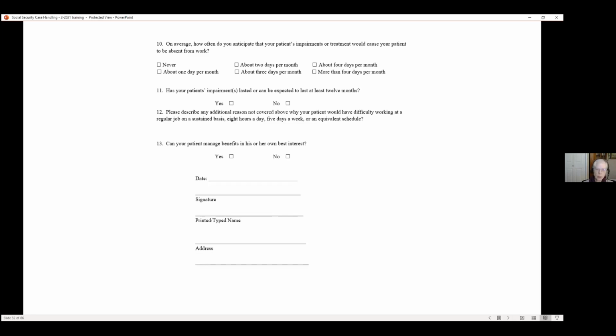Here's the absence questions again. This is a duration requirement. Impairments must last or be expected to last at least 12 months. That's the duration requirement, and in order to get disability benefits, you have to prove that the person has an impairment that has lasted or can be expected to last for at least 12 months. So then the question is, are people with COVID going to be eligible for this? And we just don't know yet because we don't know how long things are going to last.